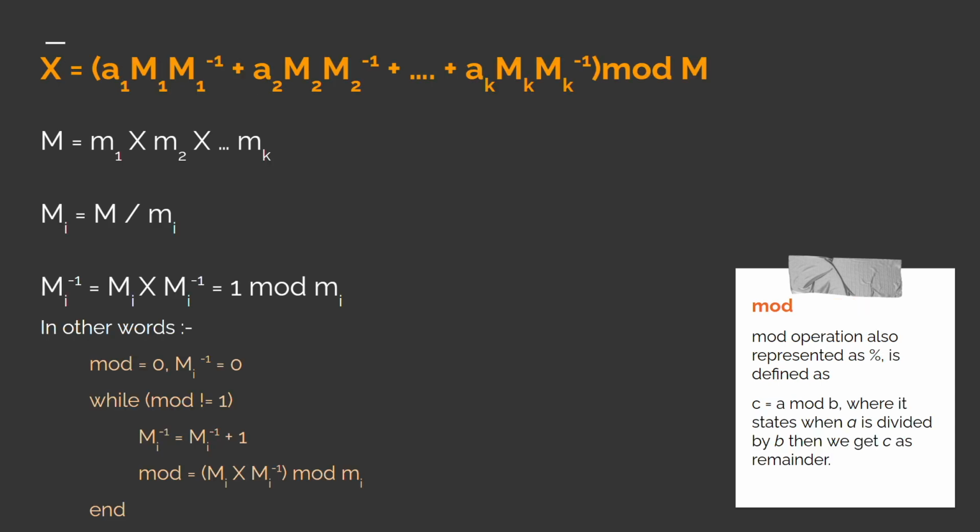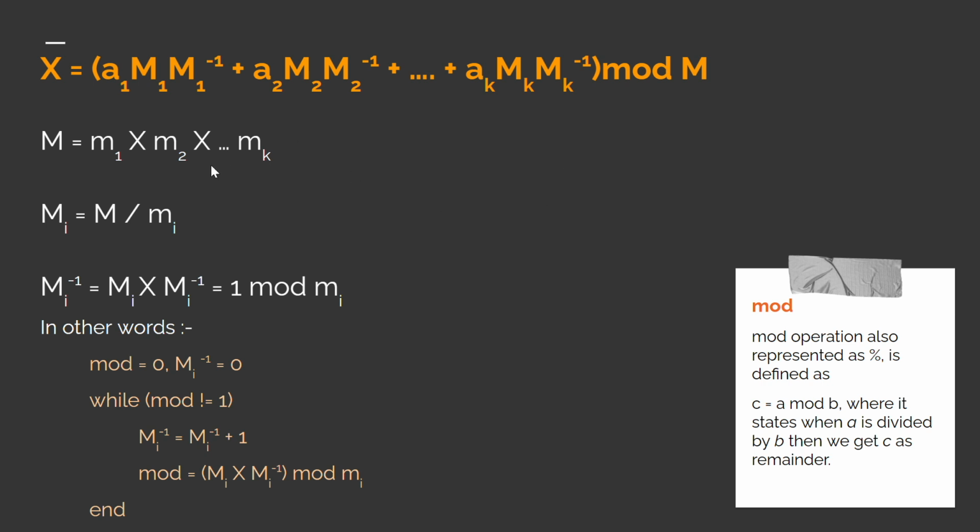So let's say we don't know what these capital M's are, so we'll first find the capital M value. Capital M, which is mentioned at the end, is basically just the product of all the small m's. Now let's see what all these capital Mi and capital M mean. So first we will start with the capital M. Capital M is just the product of all the small m's like m1 into m2 up till mk. So that's about the capital M.